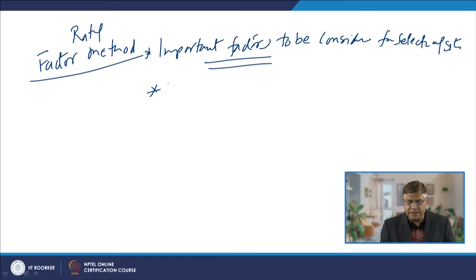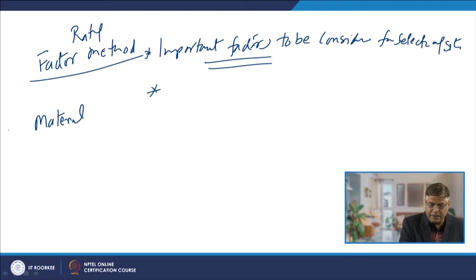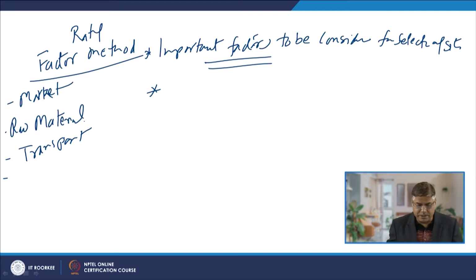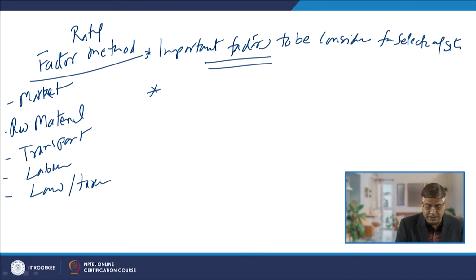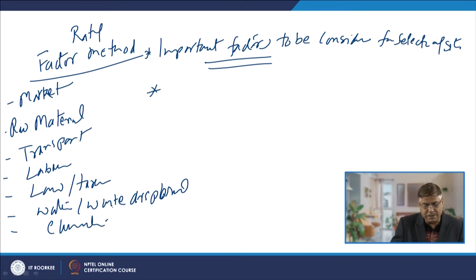Thereafter, these factors include the kind of market where it is located, the raw material to be used and its availability, the transport facility and its importance, the kind of labor which is needed, the laws and state taxation policy, the water and waste disposal policy, and the climate conditions. So, these are the various factors. There can be other factors also.